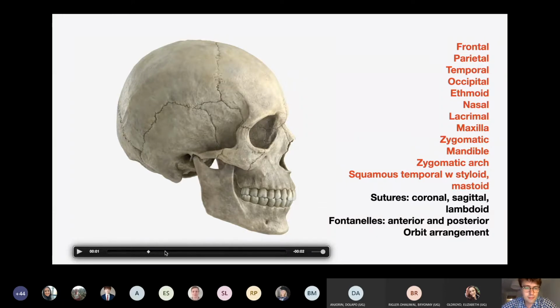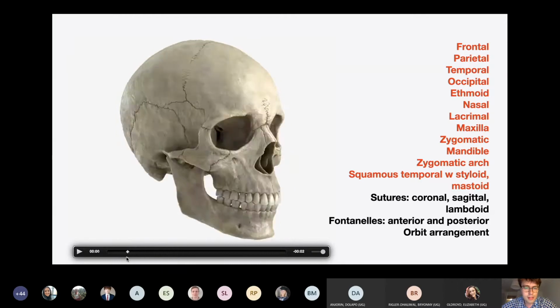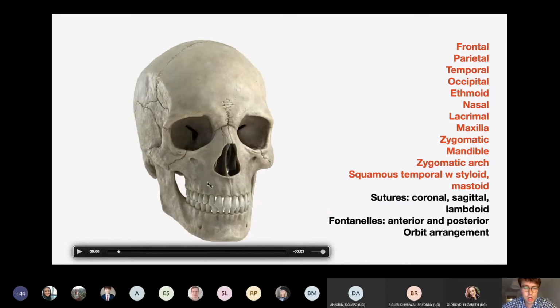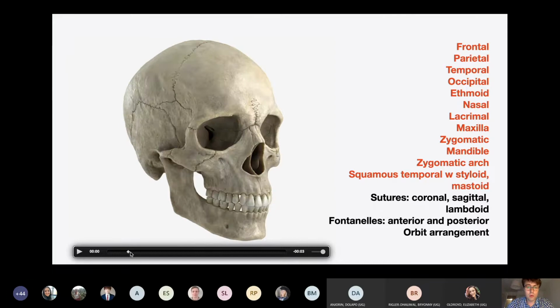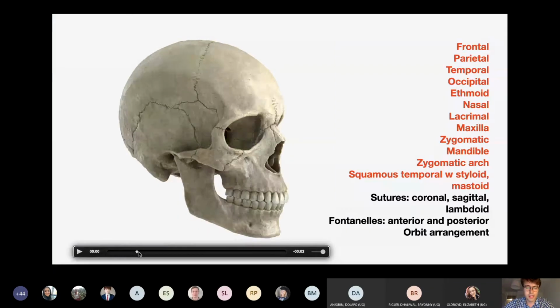The maxilla, quite common sense, contains the top bit of teeth. We call that the superior arcade of teeth. So here's our maxilla. Our zygoma means yolk, like the yolk of an egg. Don't ask me why. But this is the zygomatic bone. And the zygomatic bone articulates or joins with a couple of different bones. So the frontal bone up here, the maxillary bone here, and the temporal bone here. So this is our temporal bone.